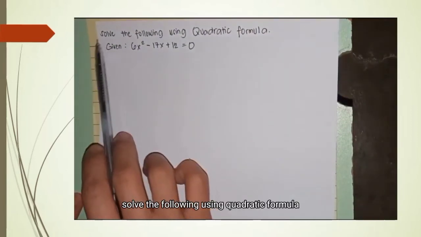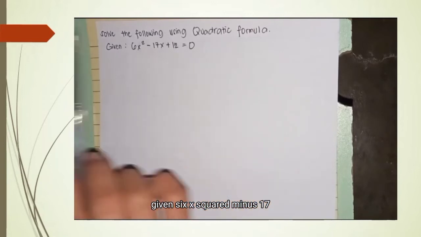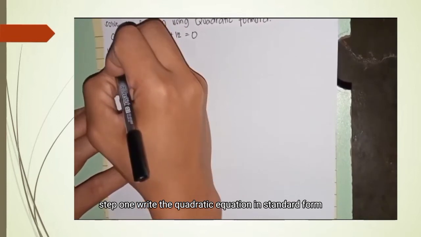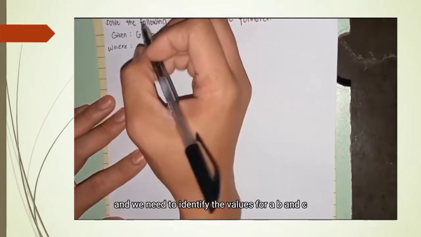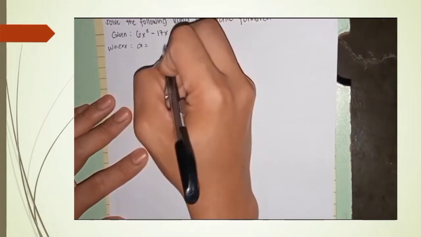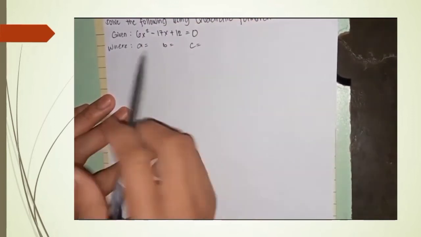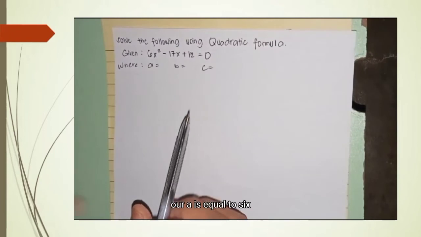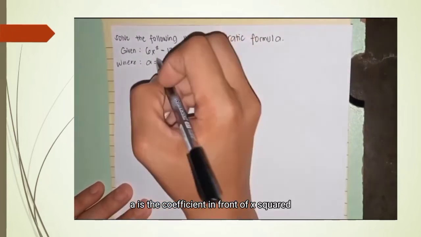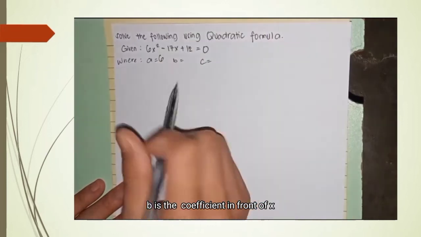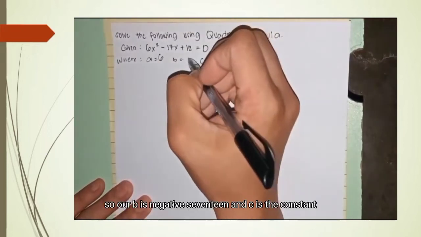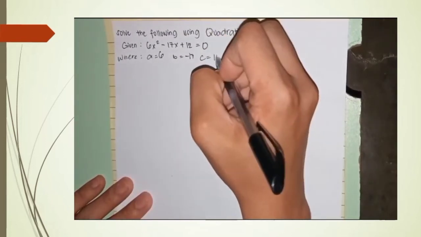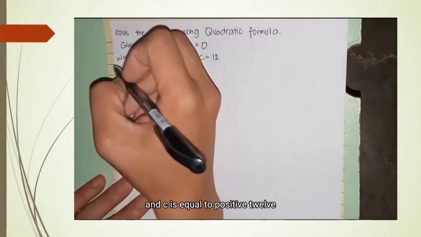Solve the following using the quadratic formula. Given 6x squared minus 17x plus 12 is equal to 0. Step 1. Write the quadratic equation in standard form and identify the values for a, b, and c. Our a is equal to 6. A is the coefficient in front of x squared. B is the coefficient in front of x. So, our b is negative 17 and c is the constant, and c is equal to positive 12.